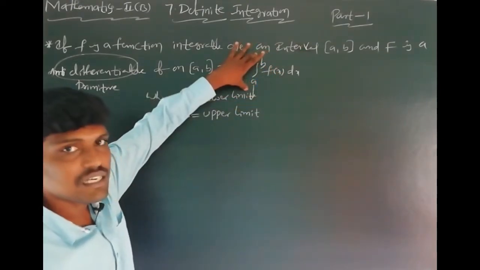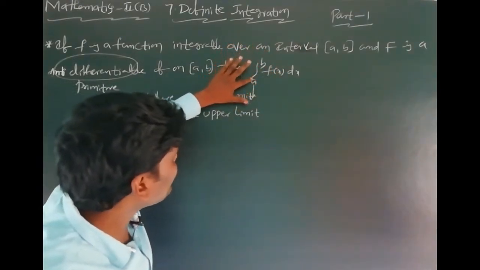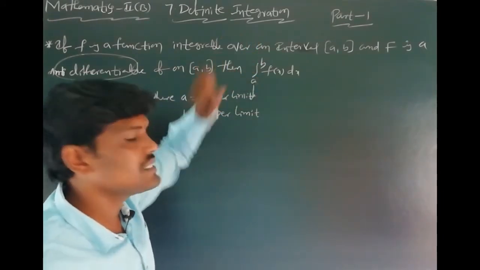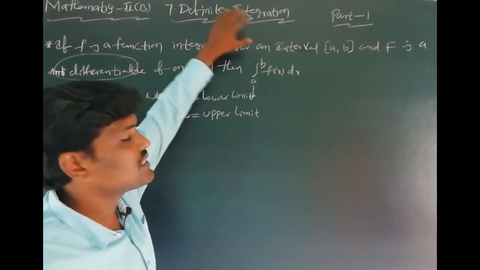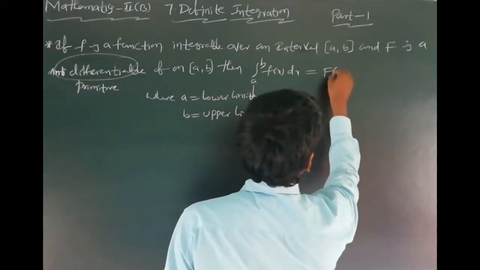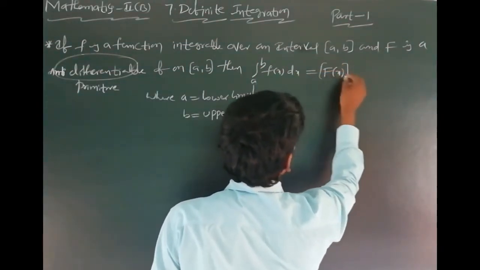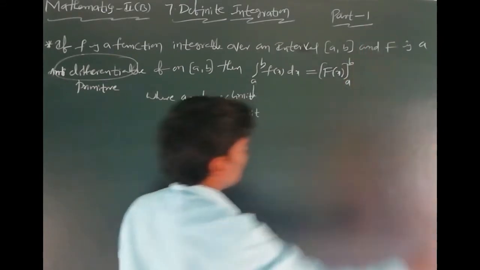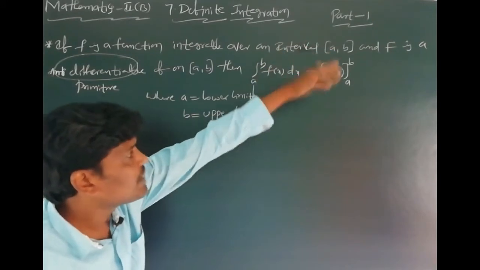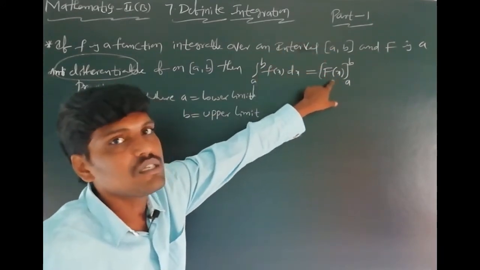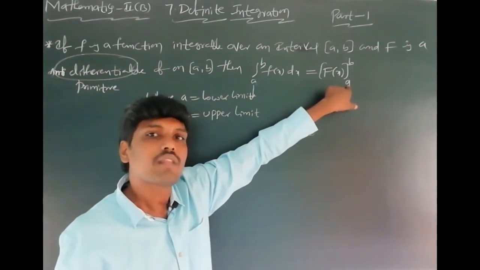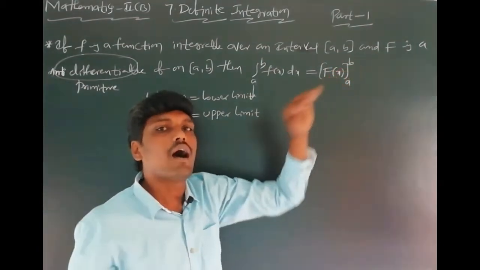This can be read as integral a to b. Here a is the lower limit, b is the upper limit. f of x is an integrable function, and that is equal to capital F of x from a to b. Here the antiderivative of the integrable function is capital F, and the interval is a to b.